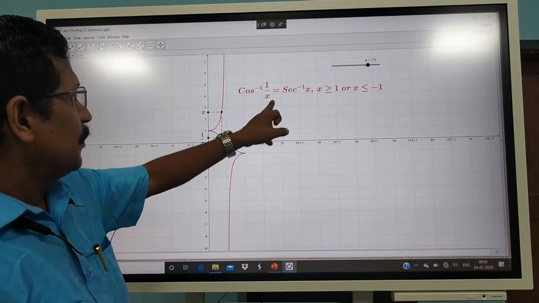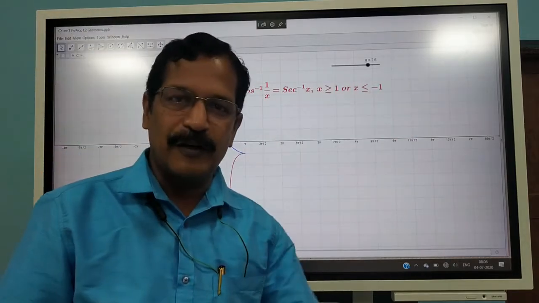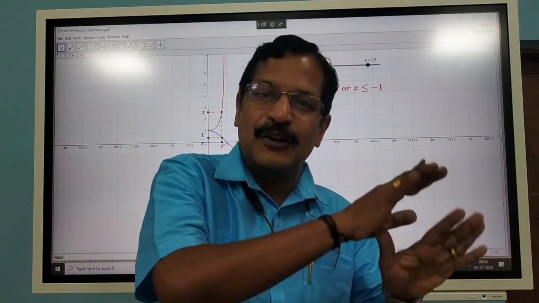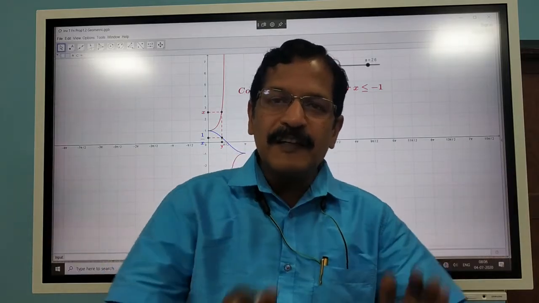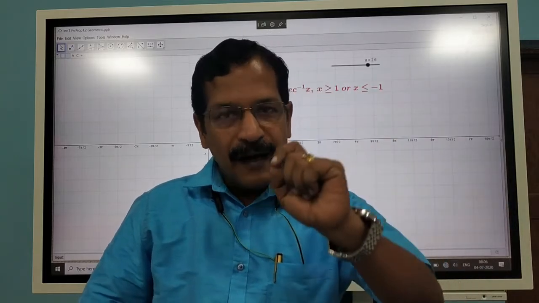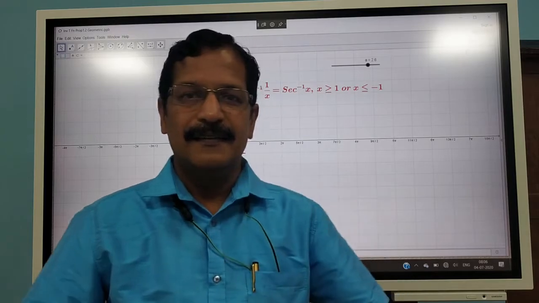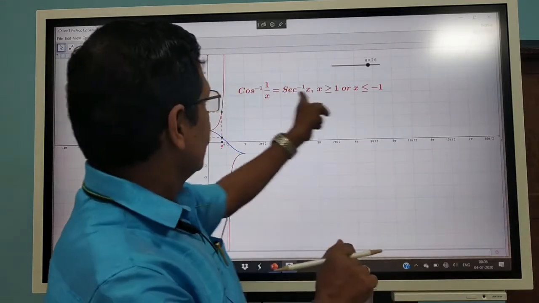That is cos inverse 1 by x is equal to sec inverse of x when x is greater than or equal to 1 or x less than or equal to minus 1. Here I am not taking inverse trigonometrical functions graph, I am taking trigonometrical functions graph. It means I am not taking cos inverse graph, I am taking cos graph, the graph of the cosine function. Also, I am not taking the graph of sec inverse, I am taking the graph of sec. With those graphs, I am going to prove this result.